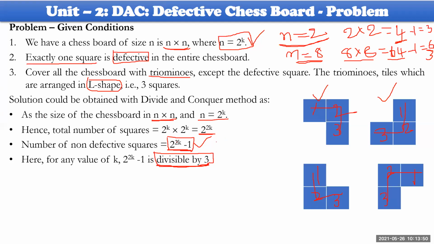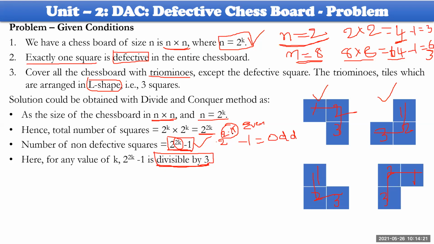Here you can consider 2 power 2k, let us consider 2 power 2 into k. Whatever the value of k, after multiplying with 2, it will become an even number. I'll give you the induction value in a couple of seconds. An even value minus 1 will always produce an odd value only.